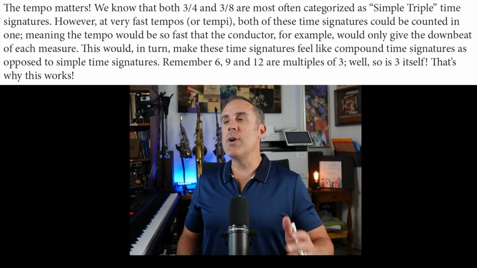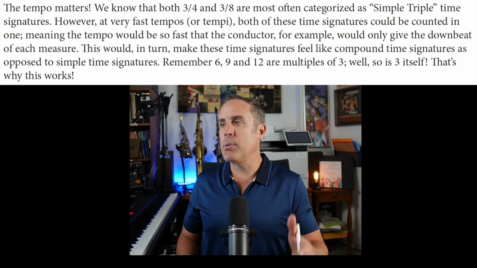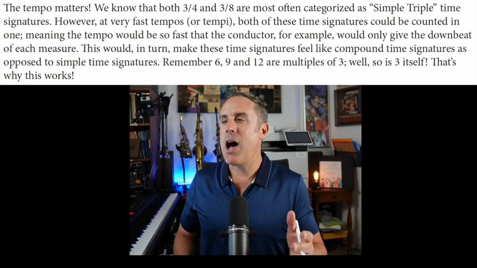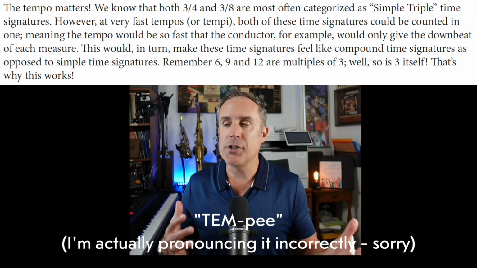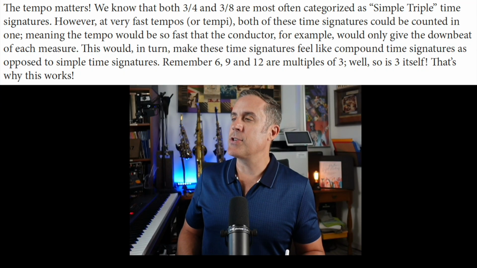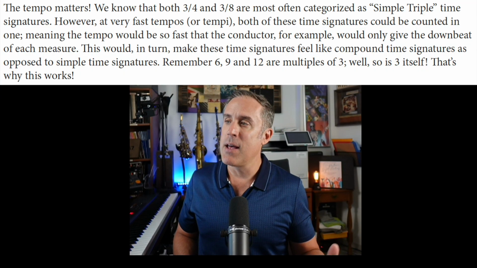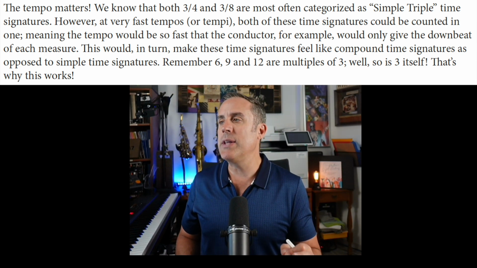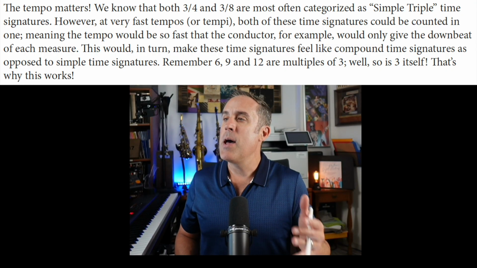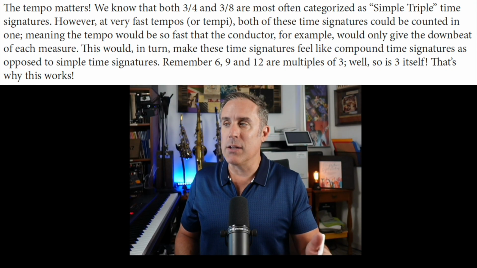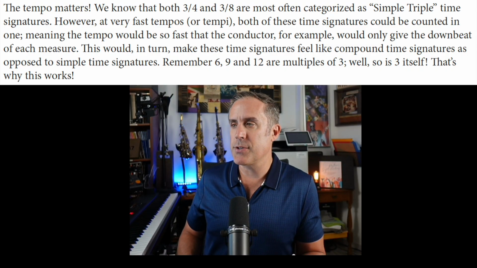We know that both 3/4 and 3/8 are most often categorized as simple triple time signatures. However, at very fast tempos, or tempi, you can use the plural of tempo interchangeably there, both of these time signatures could be counted in 1, meaning the tempo would be so fast that the conductor, for example, would only give the downbeat of each measure. This would, in turn, make these time signatures feel like compound time signatures as opposed to simple time signatures.